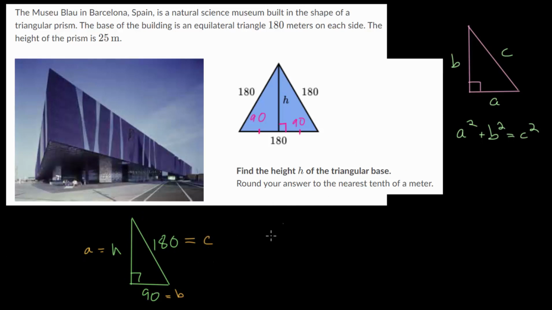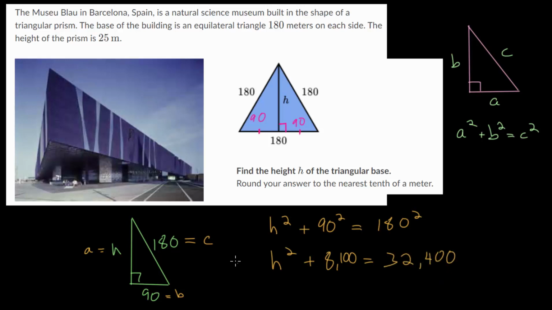So plugging everything in, we get that A squared, or h squared, plus B squared, which is 90 squared, is equal to C squared, which is 180 squared. So let's just simplify. So h squared plus 90 times 90 is 8,100, and 180 times 180 is 32,400. So now we just subtract 8,100 on each side.